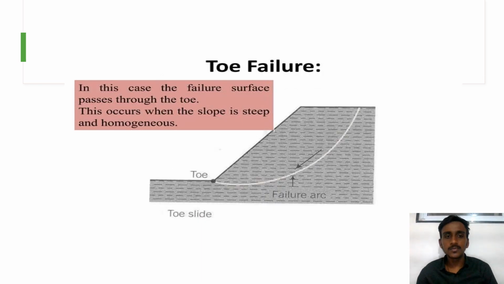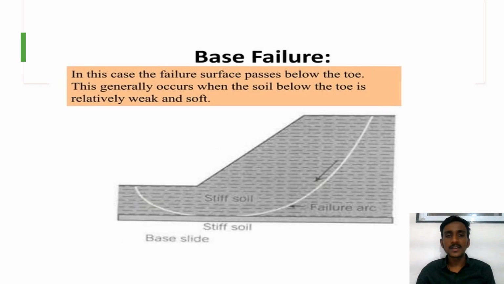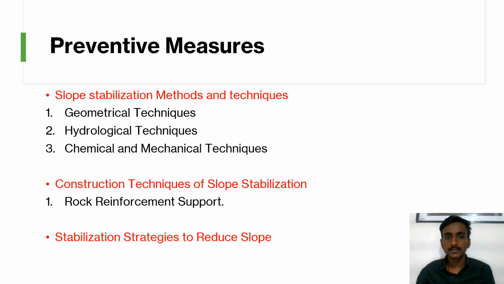Next failure is toe failure. In this failure, the surface passes through the toe. Generally, this occurs when the slope is very steep and contains homogeneous mass. And next is base failure. In this case, the failure surface passes below the toe, and this is the worst case of failure of slopes. If the base fails, the whole slope may fail.